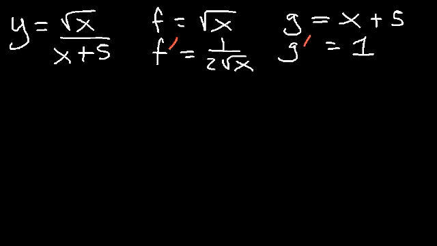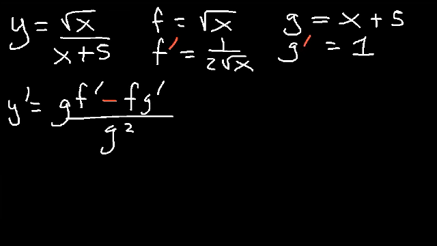So now let's use the formula. y prime is going to be g f prime minus f g prime divided by g squared. So g is x plus 5 times f prime. I take it back, I almost made a mistake. f prime is not the square root of x. f prime is 1 divided by 2 root x.